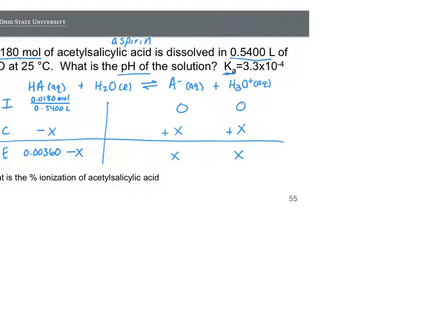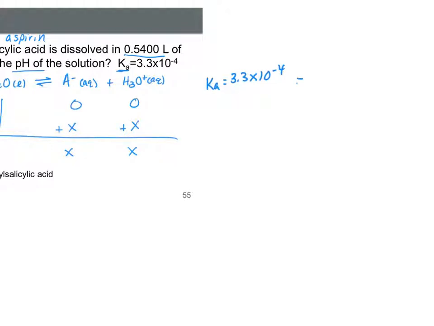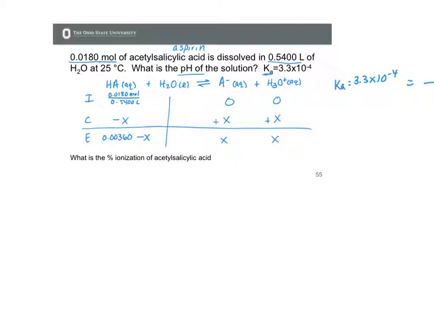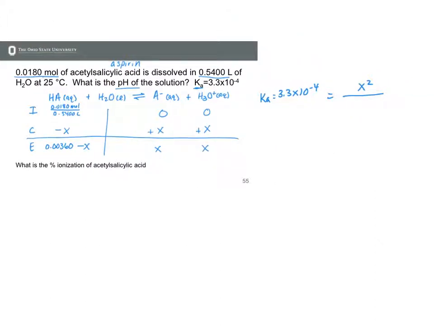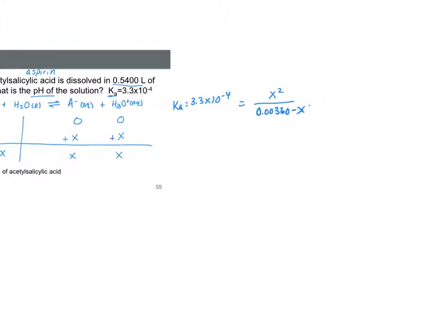We're given the Ka for acetylsalicylic acid, and that's what we need to use here in this case. We have our weak acid on the reactant side, so we know we need a Ka. Our Ka is equal to 3.3 times 10 to the minus 4, and that's equal to X squared, so our A- times our H3O+, divided by our equilibrium concentration of HA, 0.0036 minus X. So can we assume that X is small in this case? Can we eliminate X from the denominator?